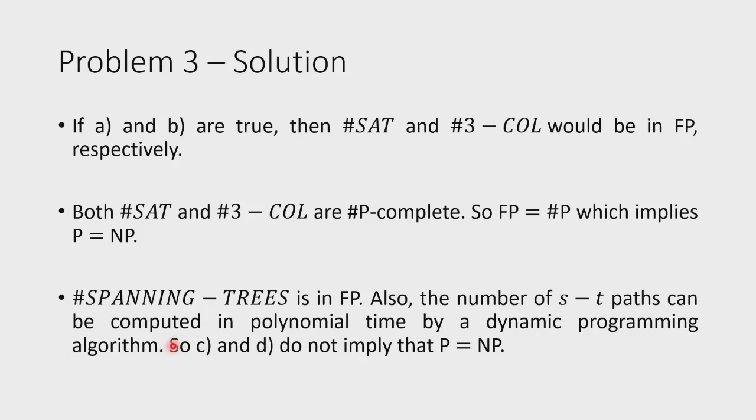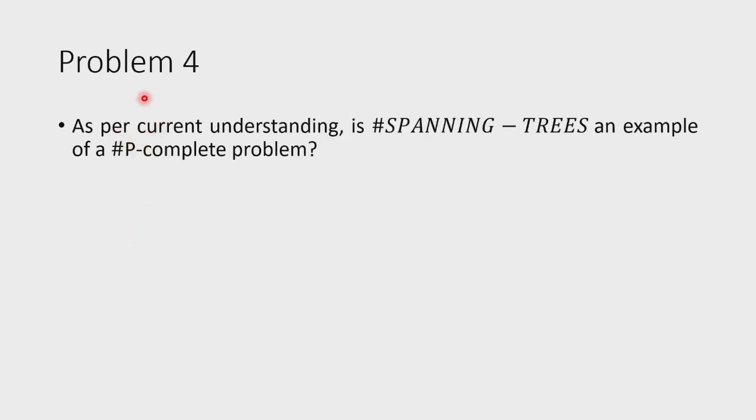If you can't, you can either post a question in the forum or you can ask me in the next session. Yeah, so the number of s-t paths can be computed in polynomial time using a dynamic programming algorithm. So C and D are in FP and they do not imply P equals NP. Now let's move on to the next problem.